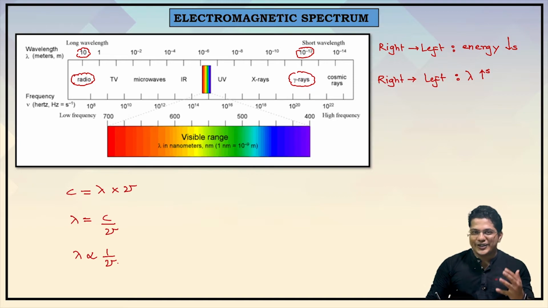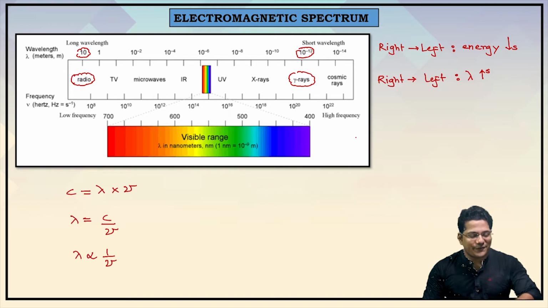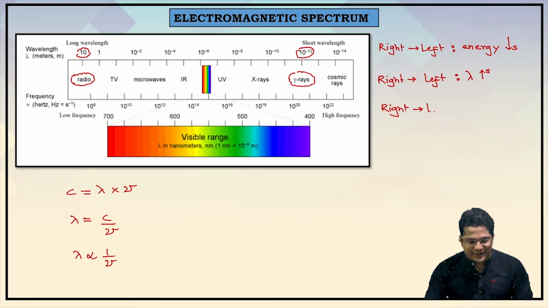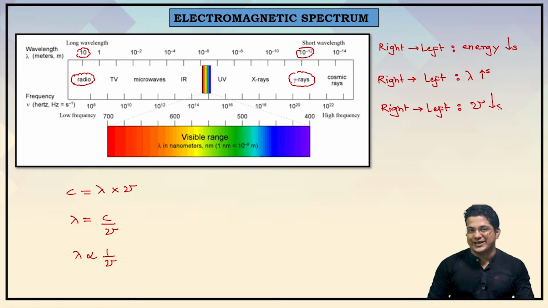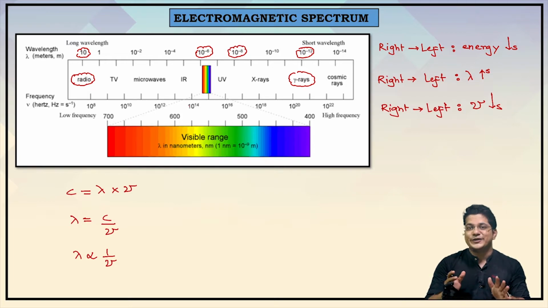So over here, just check the diagram. From right to left, your lambda is increasing. So what would happen to the frequency? From right to left, your frequency would go on decreasing. Okay, let's move further. Also, if you notice, somewhere in the center, around 10 raised to minus 8 nanometers to 10 raised to minus 6 nanometers, you have a visible spectrum.